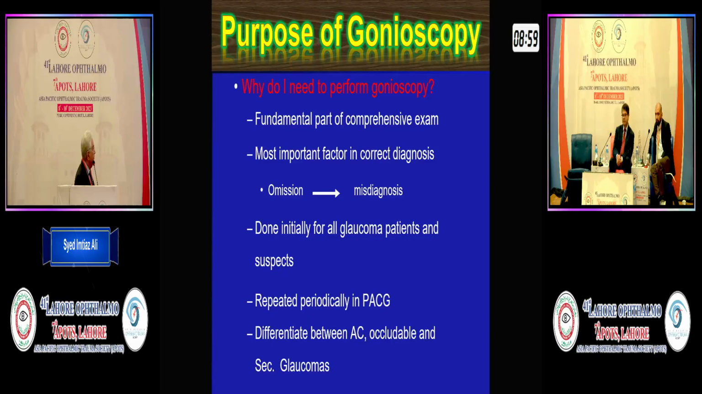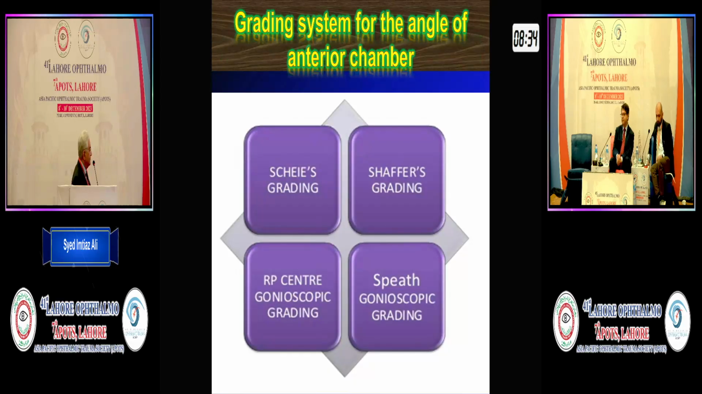Why do I need to perform gonioscopy? It's a fundamental part of any comprehensive examination, particularly in a glaucoma case. It is the most important factor in correct diagnosis, and omission may lead to misdiagnosis. It is done initially for all glaucoma patients and suspects, and repeated periodically, in angle closure glaucoma more than others. It differentiates between occludable angle and secondary glaucomas.